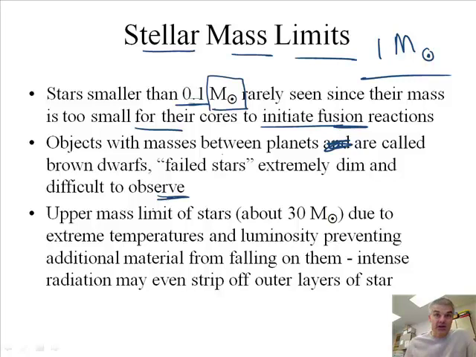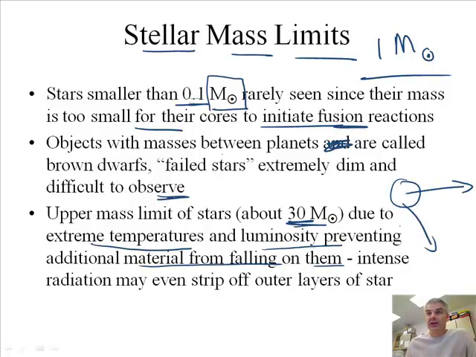Now on the other end, what if we were to increase the mass? How big can a star be? Well, the answer is about 30 times the mass of our sun. If you get extreme temperatures and luminosity, they prevent additional material from falling on them, because they produce so much energy that they push things away from it.